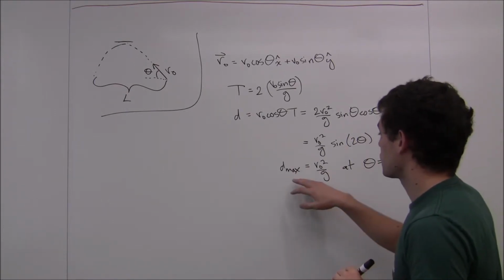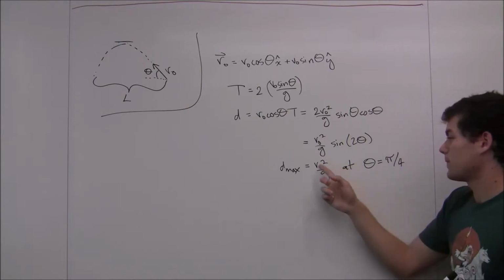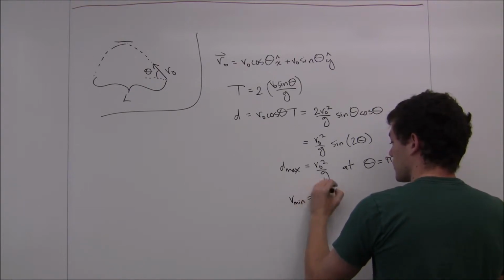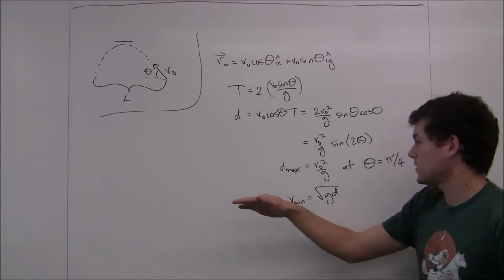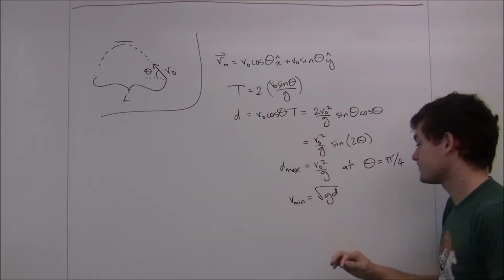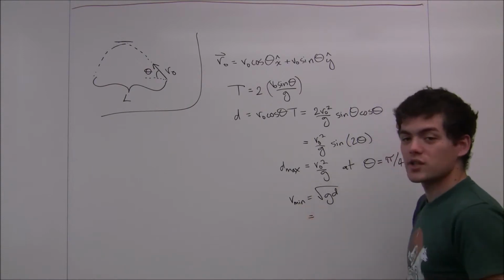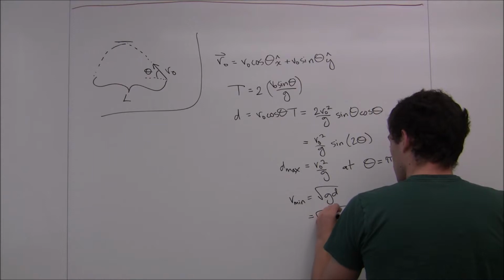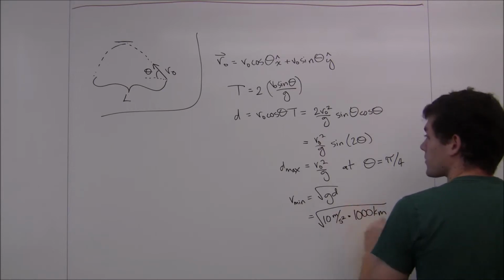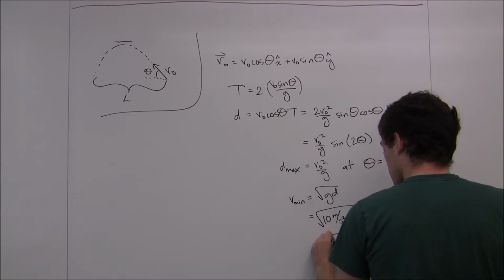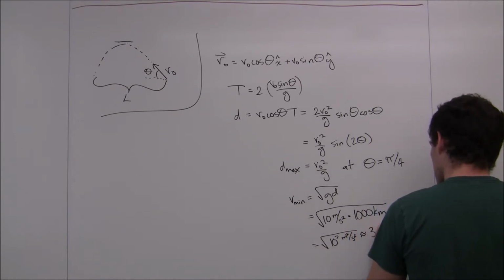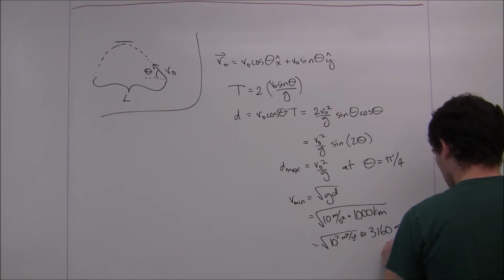And so now what we have to do is we say that if d max is v0 squared over g, then v min is the square root of g times d, because v can only get as small as will be allowed by this maximum distance that that initial velocity can reach. So this tells us that if we approximate g to be about 10 meters per second squared, v naught min is the square root of 10 meters per second squared times 1,000 kilometers, which is what we're told is the maximum range of this gun, which comes out to be the square root of 10 to the 7th meters squared per second squared, which is about 3,160 meters per second, or 3.16 kilometers per second.